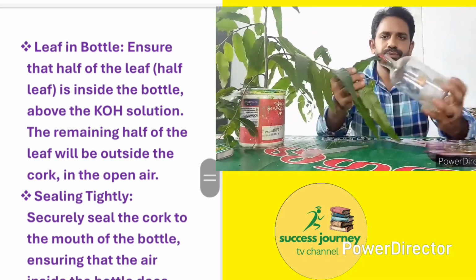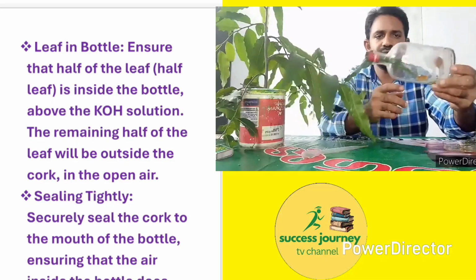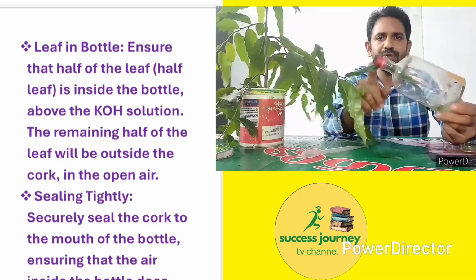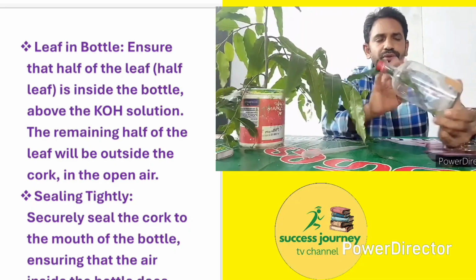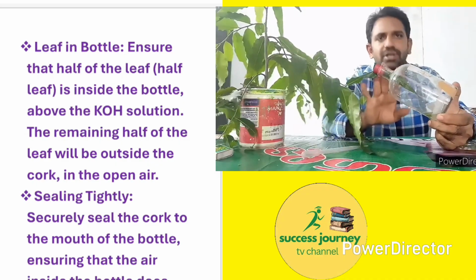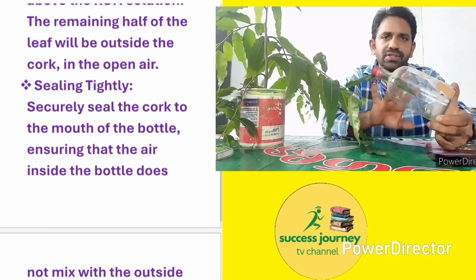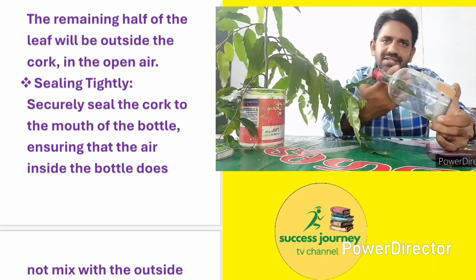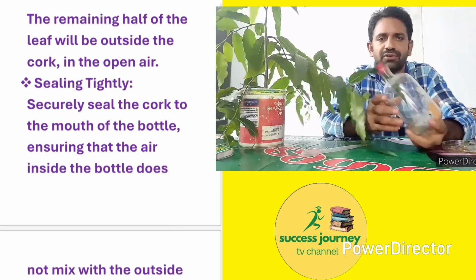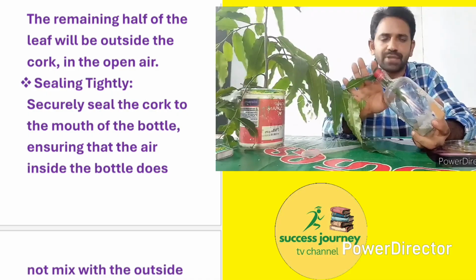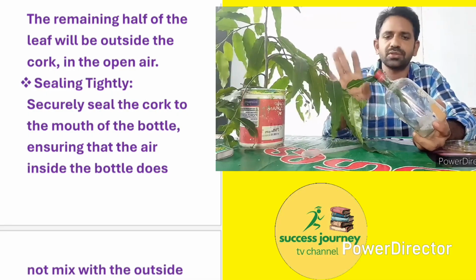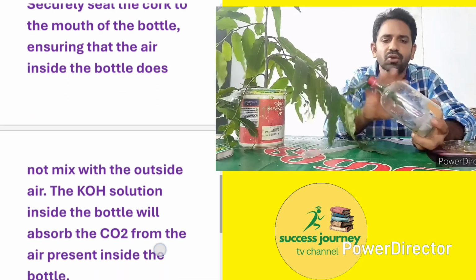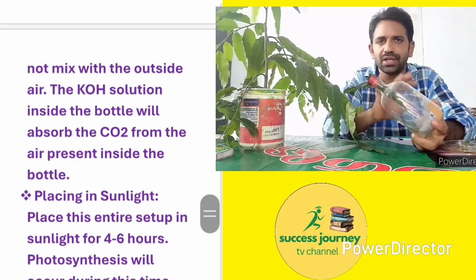Leaf in bottle. Ensure that half of the leaf is inside the bottle above the KOH solution. The remaining half of the leaf will be outside the cork in the open air. Next, sealing tightly. Securely seal the cork to the mouth of the bottle, ensuring that the air inside the bottle does not mix with the outside air. The KOH solution inside the bottle will absorb the carbon dioxide from the air present inside the bottle.